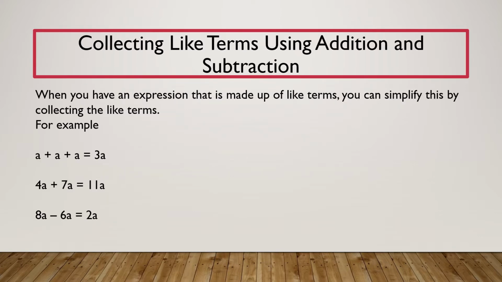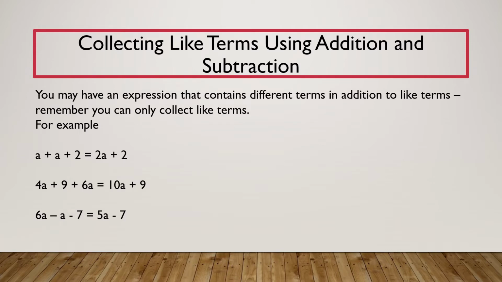Okay, so let's look at collecting like terms using addition and subtraction. When we have an expression that's made up of terms, we can simplify it by collecting the like terms. So for example, a plus a plus a is 3a because we've got 3 a's. 4a plus 7a would give us 11a. 8a minus 6a would give us 2a. So we're simplifying it.